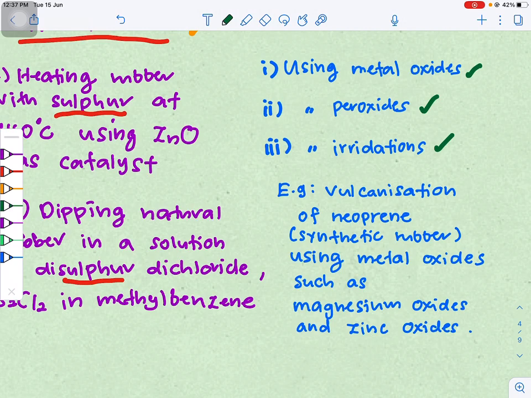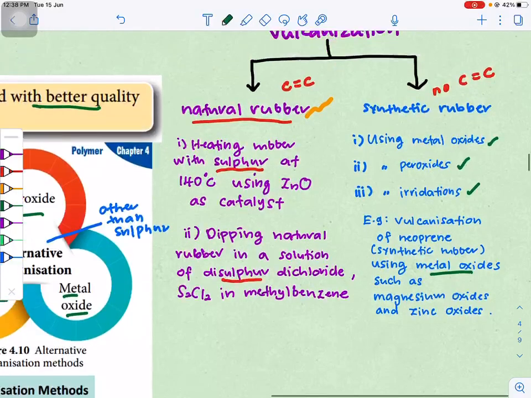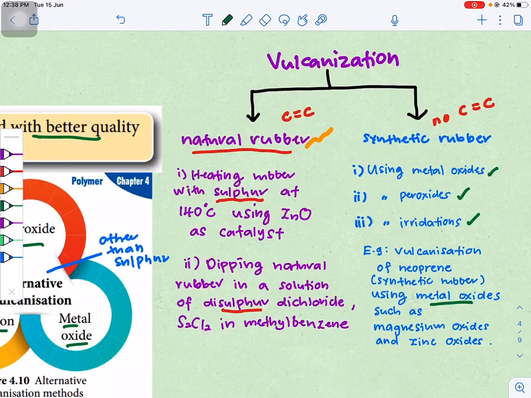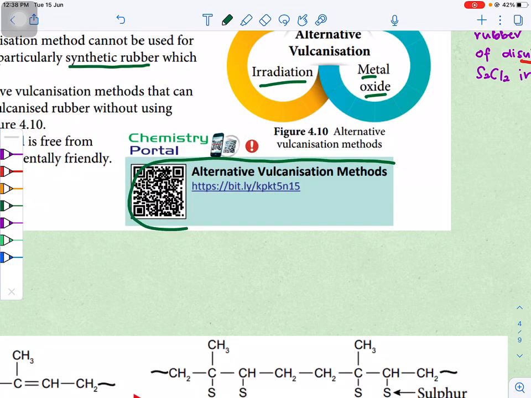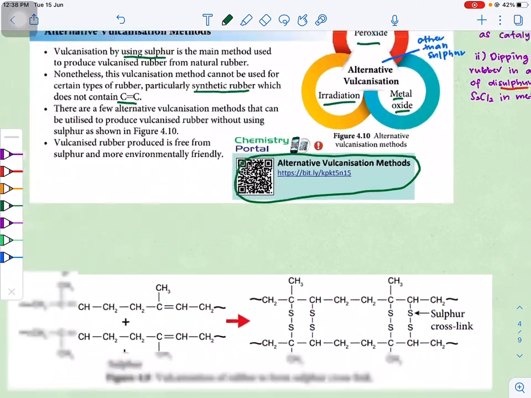But the simple example I give here is the vulcanization for neoprene. What is neoprene? Neoprene is a synthetic rubber. So when we say synthetic rubber, it is not from the rubber tree and it doesn't contain carbon-carbon double bond. So how to treat this synthetic rubber? We are using metal oxide such as magnesium oxide and zinc oxide. So we still have the vulcanization process, but it differs according to the type of rubber. You can explore and get more information by scanning this code, or you can surf on your own from the internet.